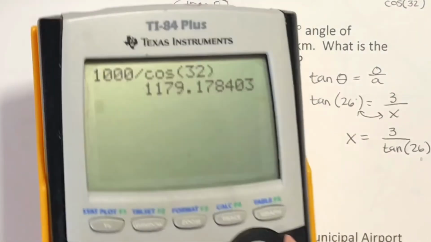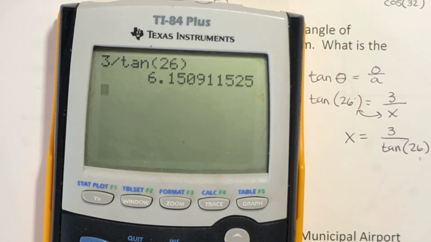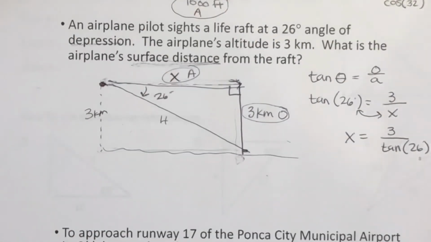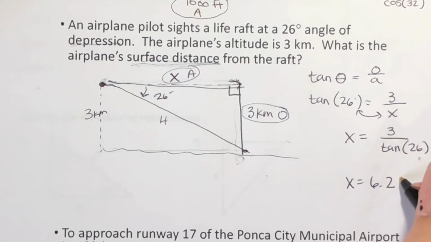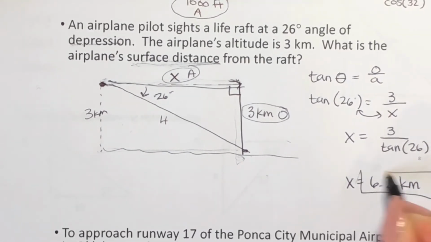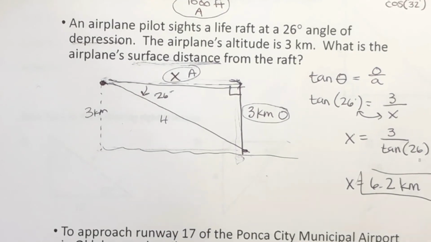And that's what you'll just throw into your calculator. 3 divided by tangent of 26. And we get 6 point, we'll just do one place again, 6.2 if we round up. So 6.2, and you're measuring in kilometers. So that's how far the airplane needs to go before he's right above that life raft. Okay. Let's move on.